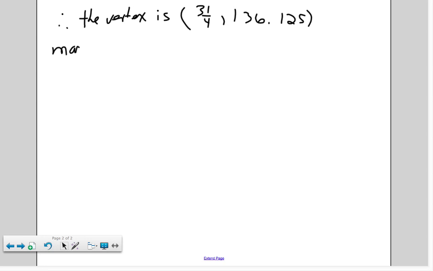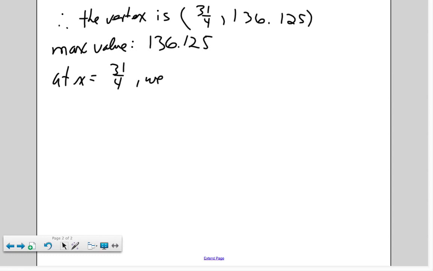So what's the maximum value? 136.125. And at what value of x do I achieve that maximum value? 31 over 4. So at x equals 31 over 4, we achieve a max of 136.125. Okay, cool. I know, tough question.